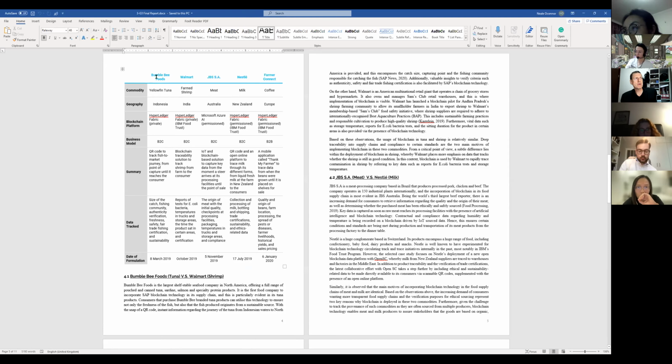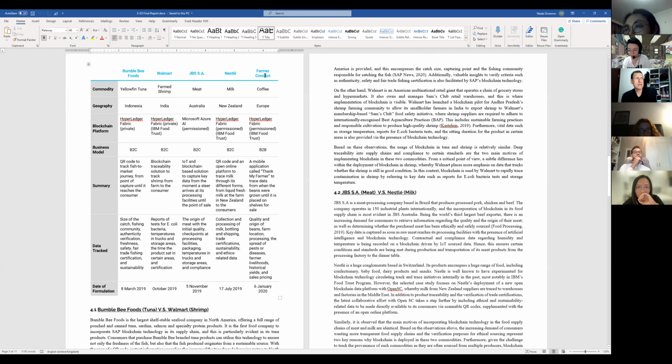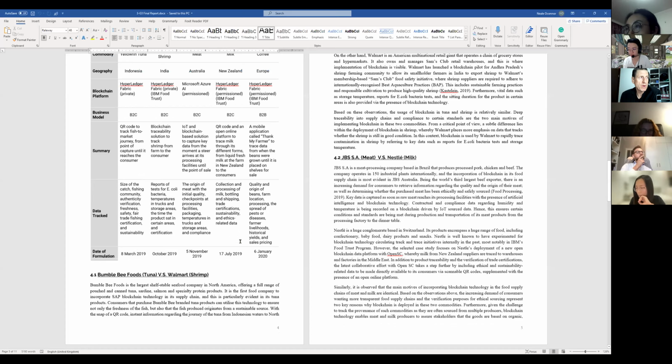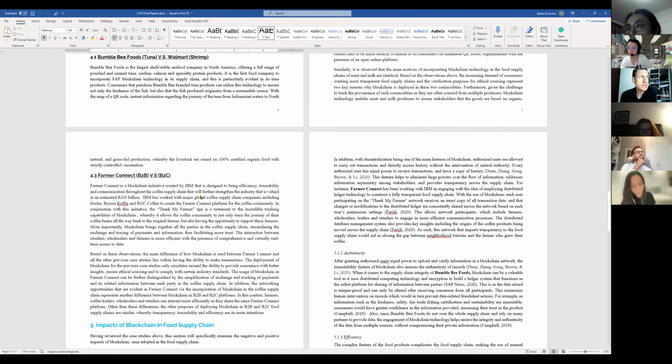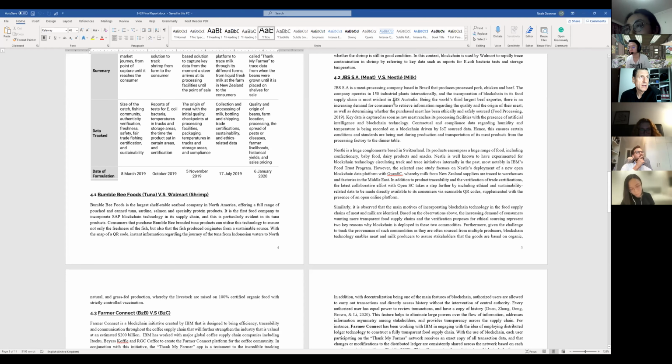So they're comparing 1, 2, 3, 4 companies. Is this large enough for you? Can you see what I'm doing here? All right. And basically there are different rows that they're comparing on, but then after that table, then they talk about 1, 2, 3, 4, 5. So there's 4.1, 4.2, 4.3, and notice that they're basically talking about the Bumblebee Foods versus Walmart Shrimp.